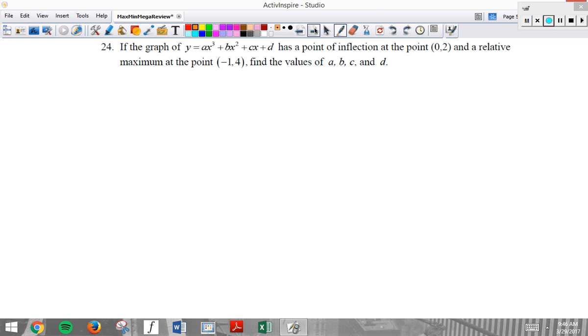3, 2, 1. It's your favorite question of all time. Stephen calls this the ABC problem, I guess. Okay. Point of inflection.